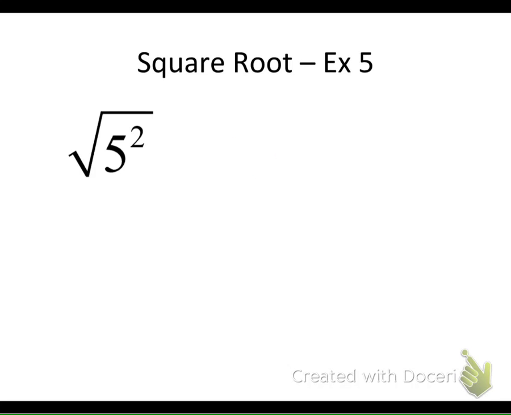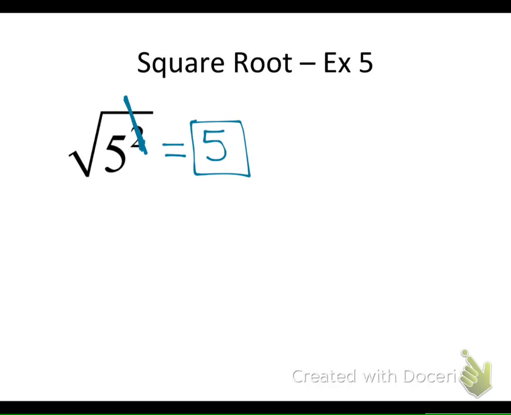Okay, example number 5. I have the square root of 5 squared. How do I determine what my answer is going to be here? The square root of 5 squared. Kelly? All you have to do for this one, you just cancel that squared sign and the square root sign, because they're inverse operations, they cancel each other out. And what are we left with? We're just left with the 5.